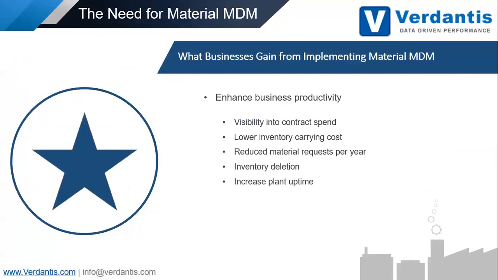The other thing is, if people are finding parts, they're not requesting new material. So many of our clients see a tapering down of new material requests per year because people are finding things. We talked about duplicate inventory and inventory deletion, and by finding parts and client uptime, some of our clients have told us that by being able to find parts easily, they've avoided some false stockouts, which has increased their plant uptime.